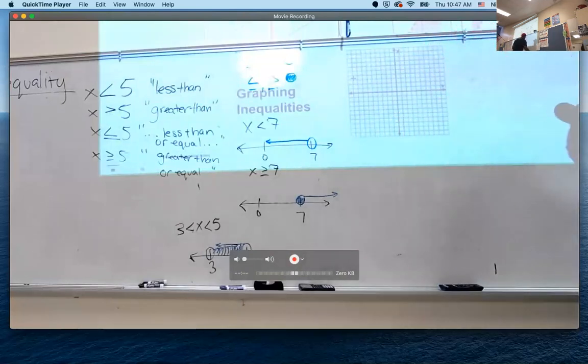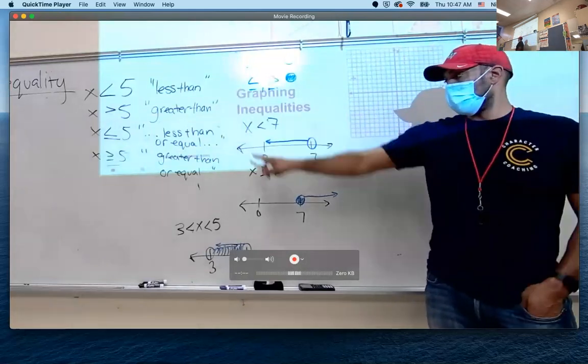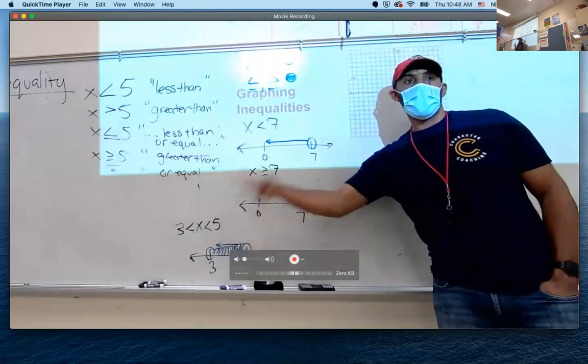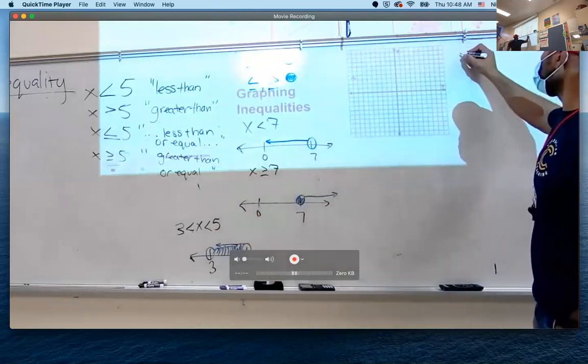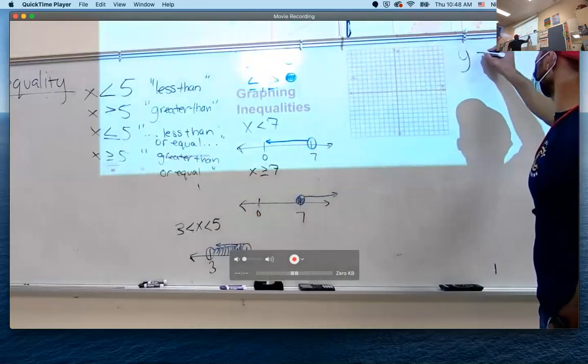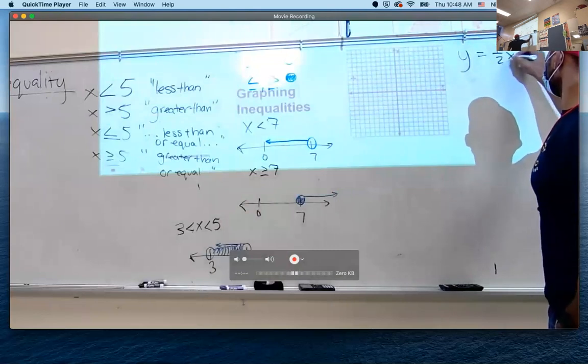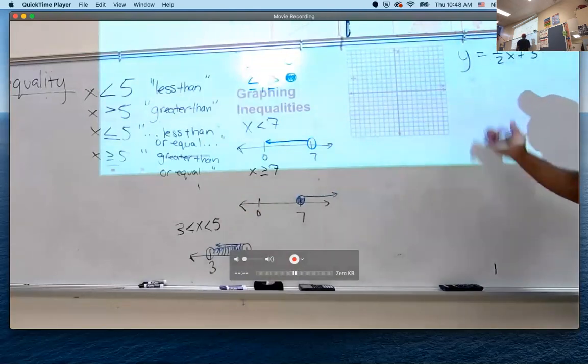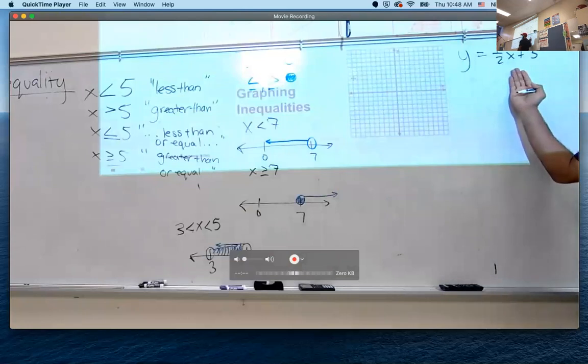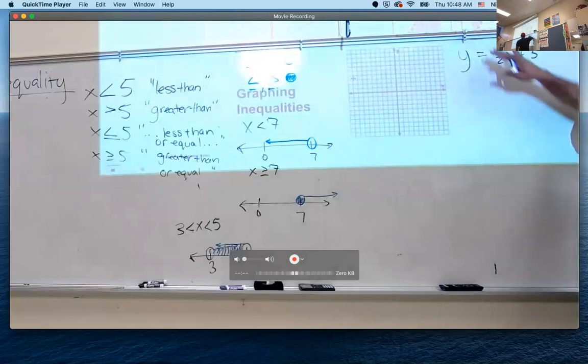Now, this has just one letter, right? Just one variable, not 2. But sometimes you'll get more than one variable. Now you have y and x. Isn't that an equation? Okay, yeah, that's an equation, you're right. But I can just as easily go like this. All of a sudden, now it's an inequality, right?